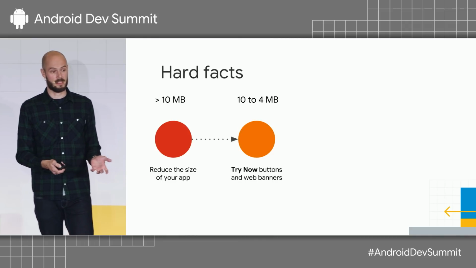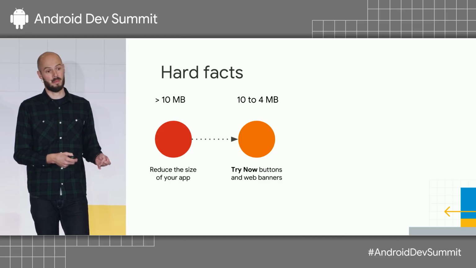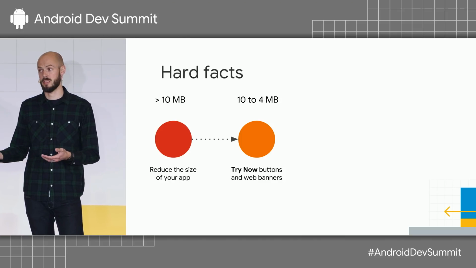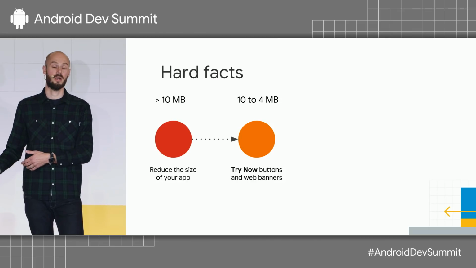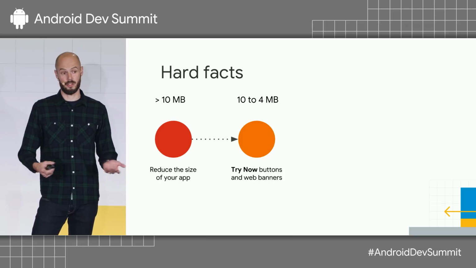If your app is less than 10 but more than 4 megabytes, your app can be seen as an instant app and can be used as an instant app. So you can show it, you can access it through Try Now on the Play Store, and also you can show it in web banners or share it via URLs.